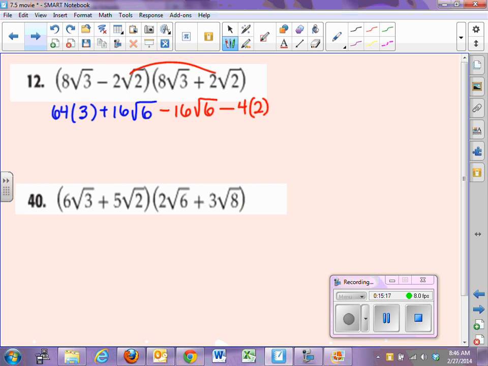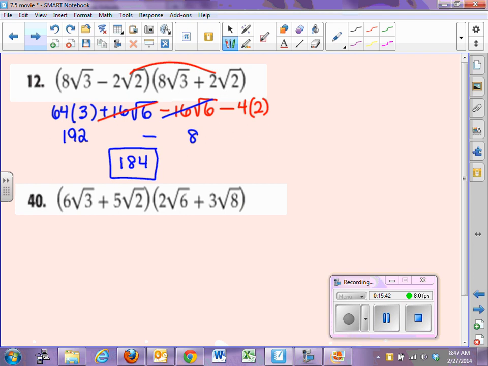64 times 3. I hope you always have a calculator next to you when we're doing math. This is 192 plus 6. Do you realize something? I have plus 16 radical 6 and minus 16 radical 6. Those actually go away. So I'm actually left with 192 minus 8. And of course I can do that. It's 184.